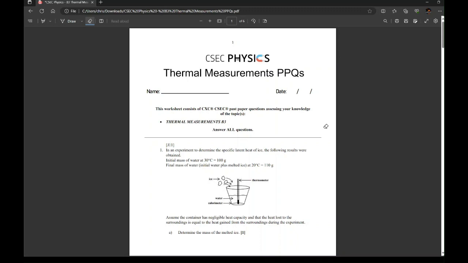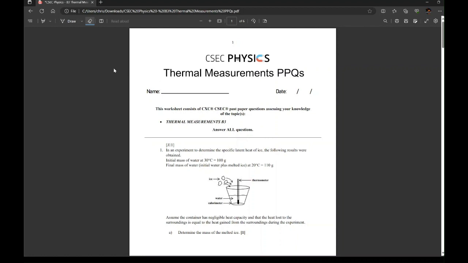Today we'll be looking at CSEC physics. As you can see, we're doing thermal measurements. So this is just some questions from past papers on said topic. We'll just be going through and solving the questions and giving explanations and some tips as per usual.